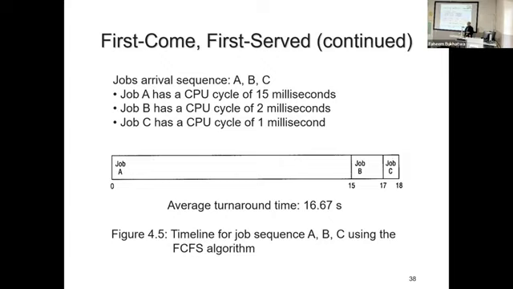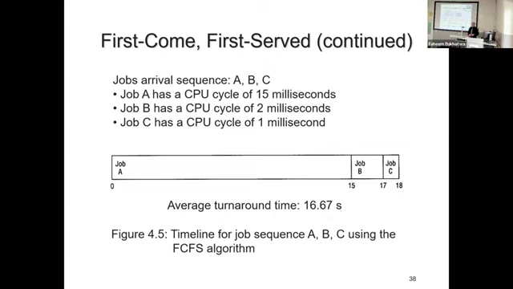What's the turnaround time for B? Started at 0, finished at 17. Not 2 seconds, 17 seconds. And C was waiting from time 0, and now it gets the CPU for 1 millisecond, finishing at time 18.